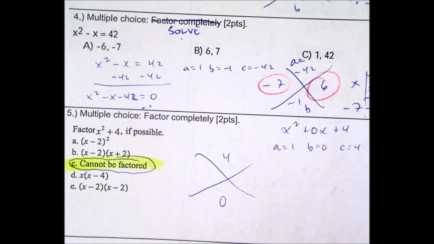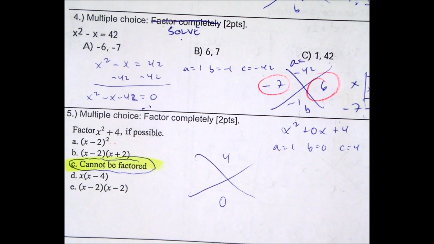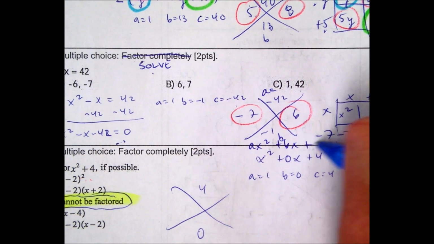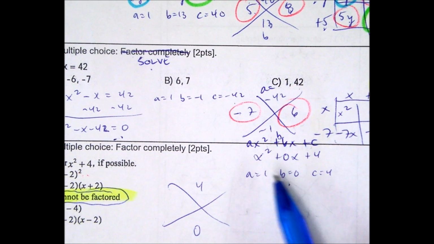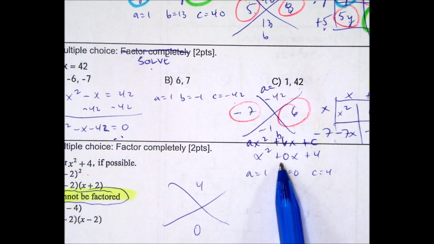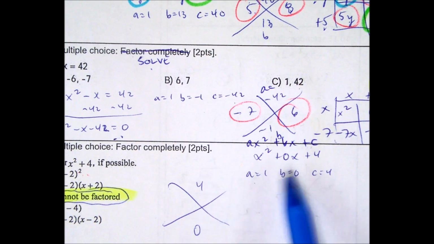Question number 5 says x squared plus 4. Notice how there's no b value, because if you wrote standard form, ax squared plus bx plus c, your b value is equal to 0, your a value is equal to 1, and your c value is equal to 4. If your b value is equal to 0, you could get your a, b, and c. A times c is 4, and your b value is 0.